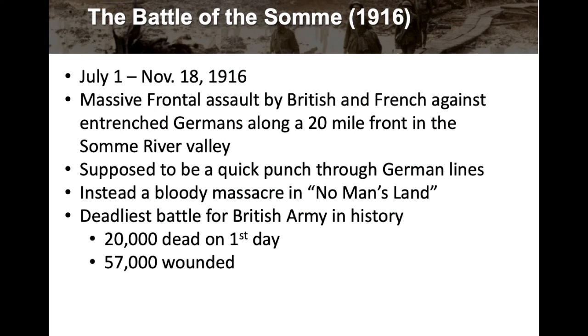In 1916, we have the Battle of the Somme, which lasts from July 1st to November 18th, 1916. And some of these soldiers fought on Gallipoli.